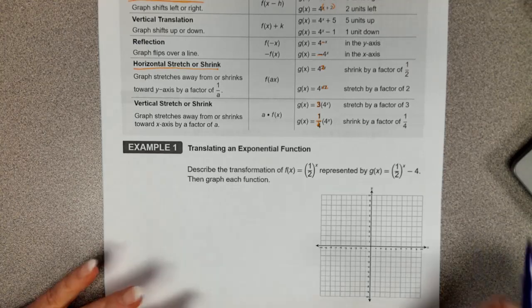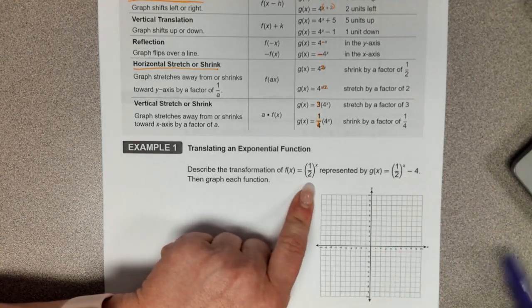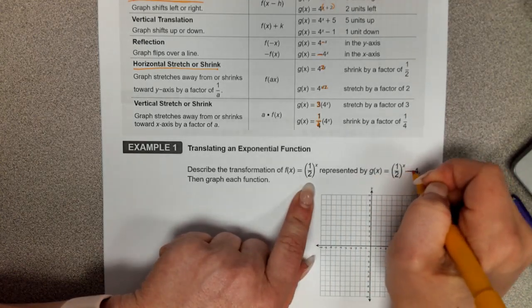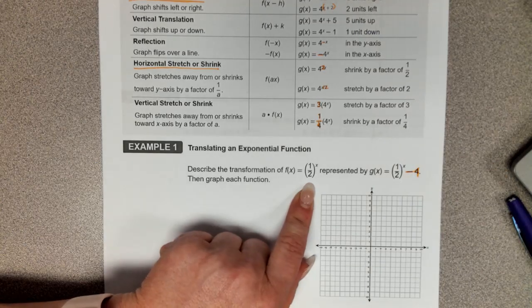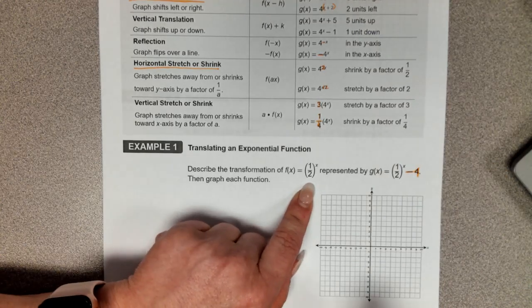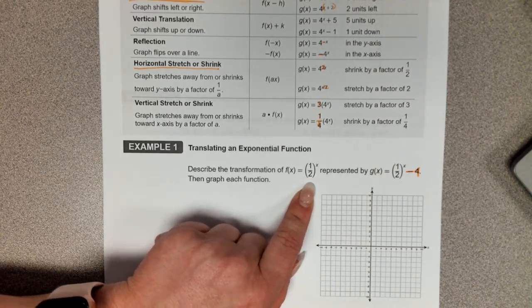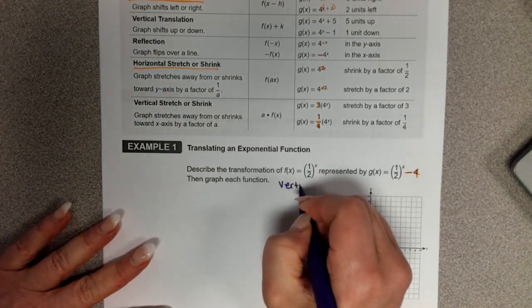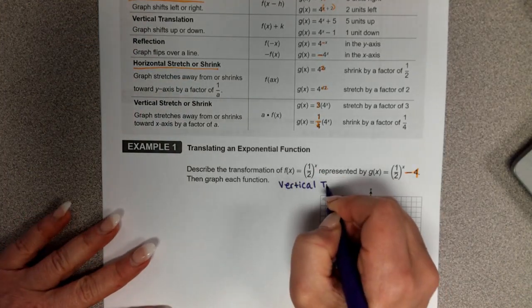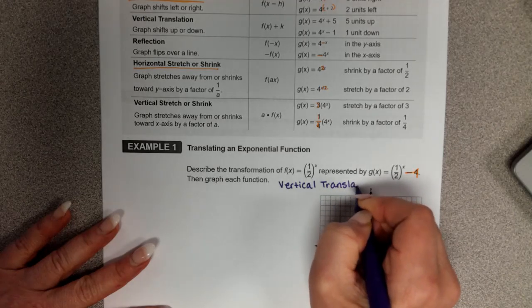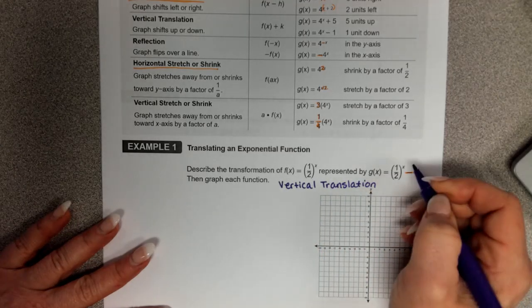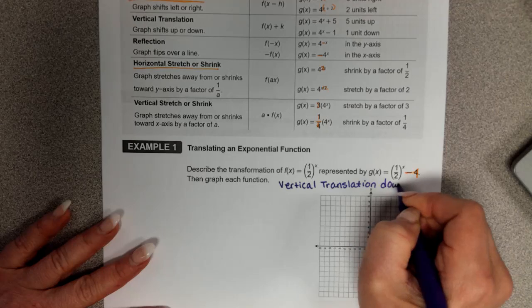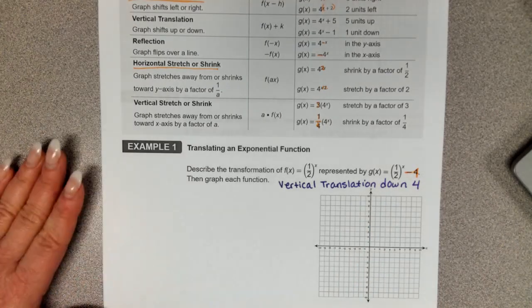Well, first let's look at the transformations. So the difference between these two is the minus 4 on the end. Well, the minus 4 on the very, very end is going to be a vertical translation. So this would be a vertical translation, and this would happen to go down 4 because it's a negative 4.